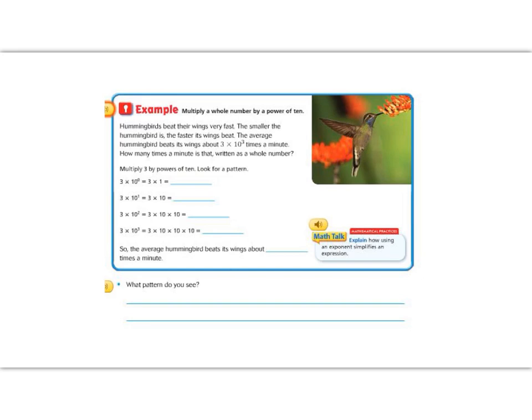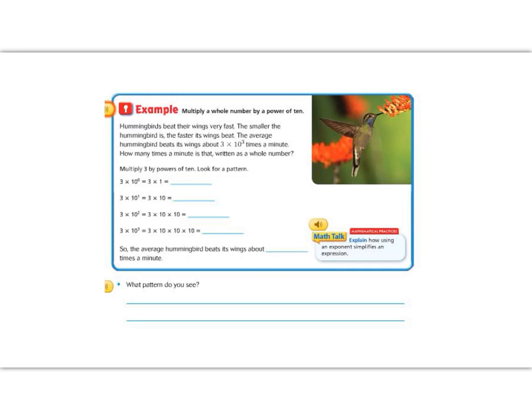Let's try that scale again with another problem. It says, hummingbirds beat their wings very fast. The smaller the hummingbird is, the faster its wings. The average hummingbird beats its wings about 3 times 10 to the power of 3 times a minute. How many times a minute is that written as a whole number?